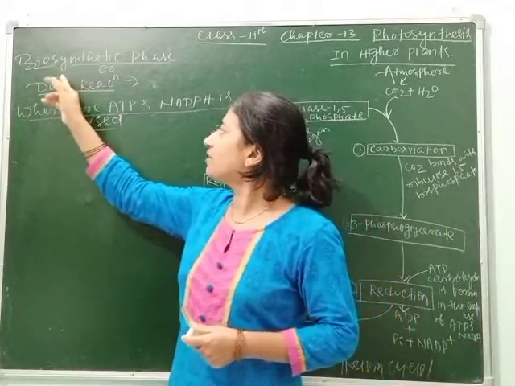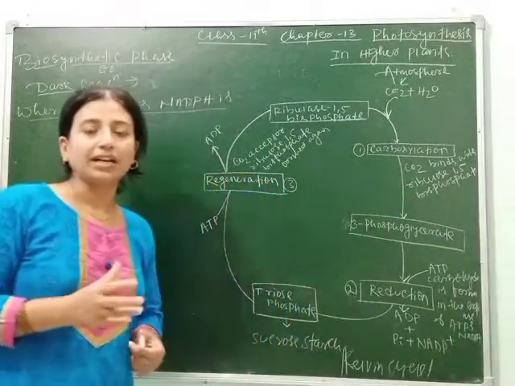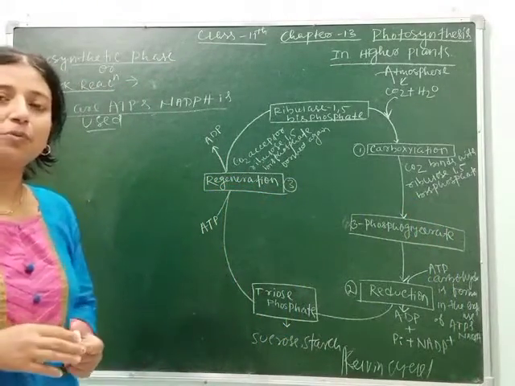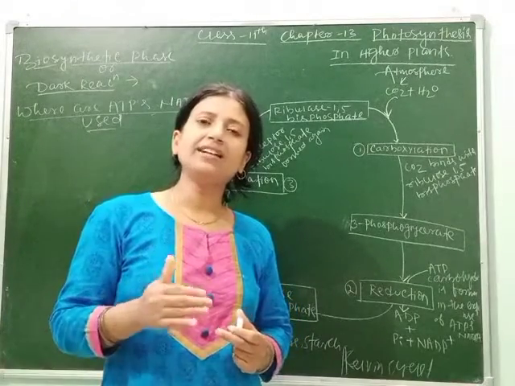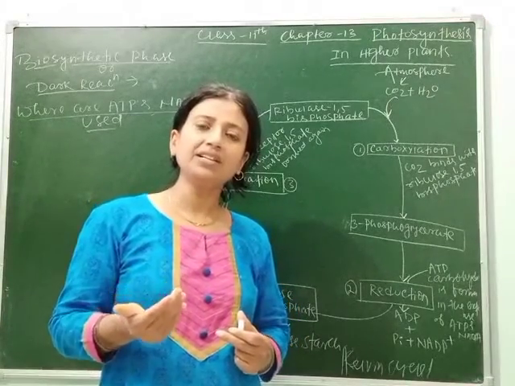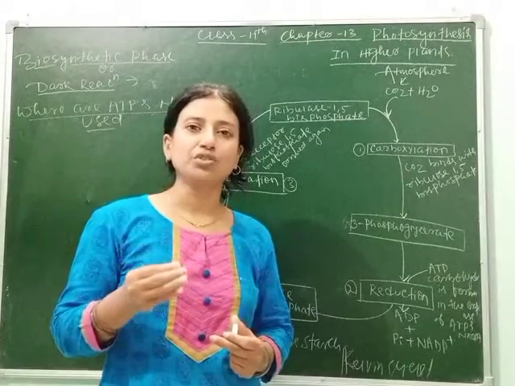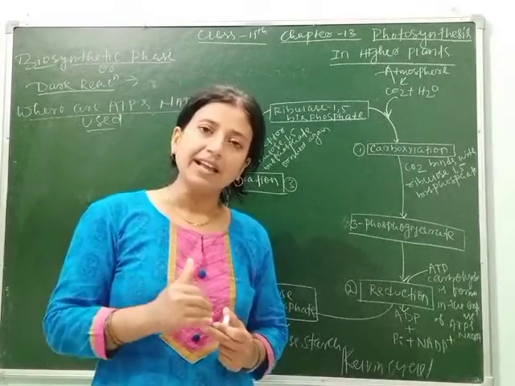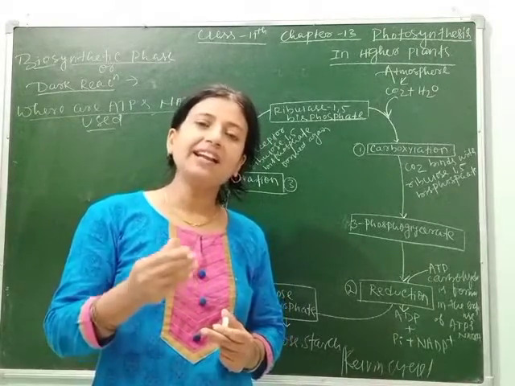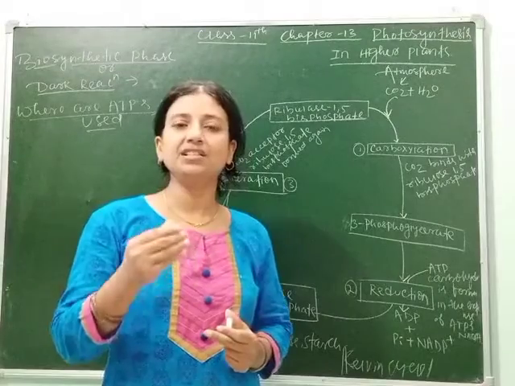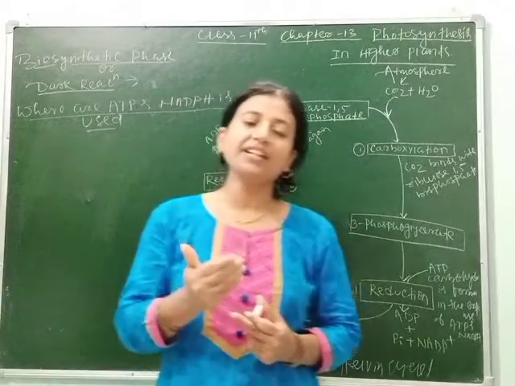So let's first understand what the biosynthetic phase is, which is called your dark reaction. As I have explained, dark reaction does not mean that it takes place in the dark. It means that in this reaction, the light reaction products are used. During the light reaction, ATP and NADPH are formed, and that ATP and NADPH is used for the dark reaction. Let's understand when it is used.